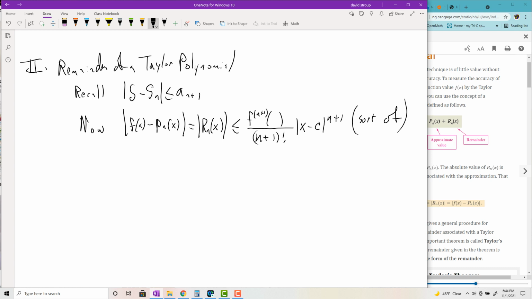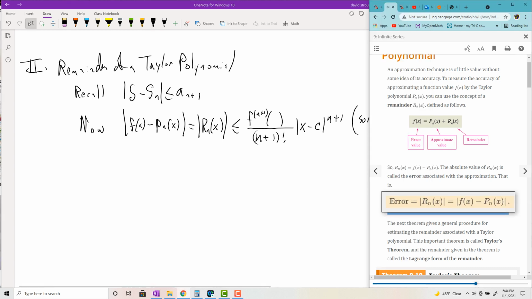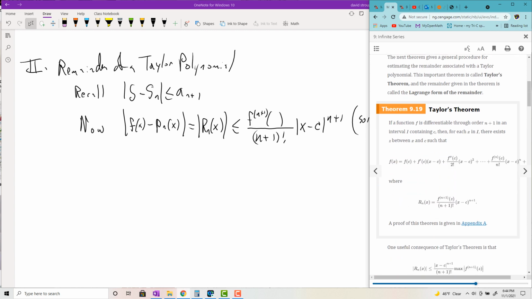Okay, so what exactly is this thing? Why did I leave the parentheses open there like that? Okay, so the actual error, which I just kind of hit on over here, is basically Taylor's theorem. It comes from Taylor's theorem.